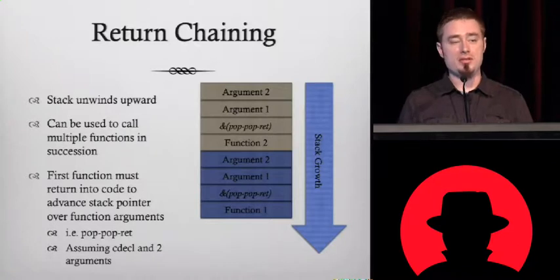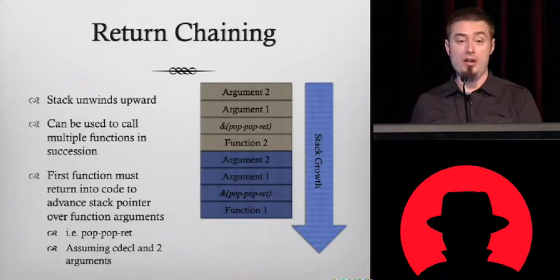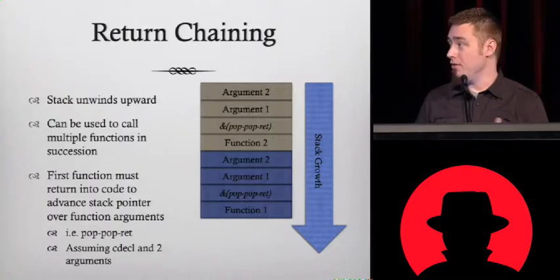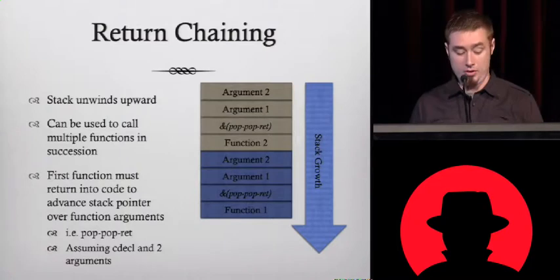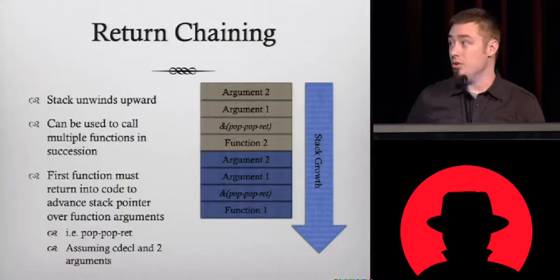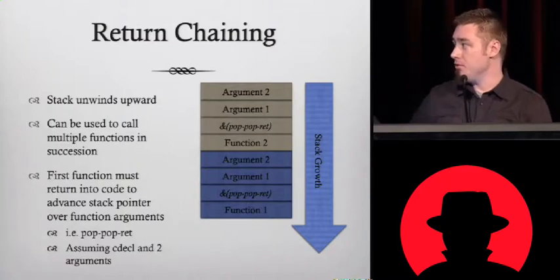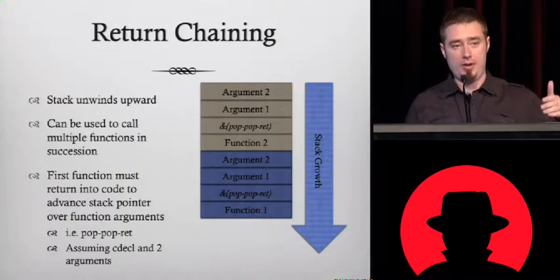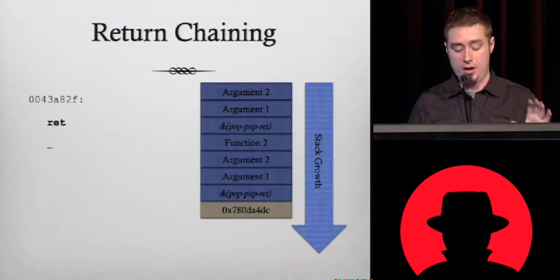And the only thing that's difficult to do is to use the return value from one function as the arguments to the other. We're going to need a little more advanced technique for that. But if you don't need to do that, you can easily do this return chaining. What you do is basically lay out the stack in a certain way that allows you to advance the stack pointer and fix things up. And I'll show you how this works.